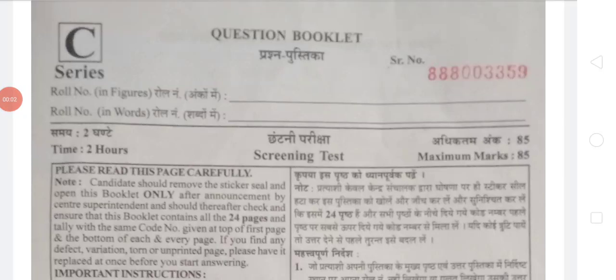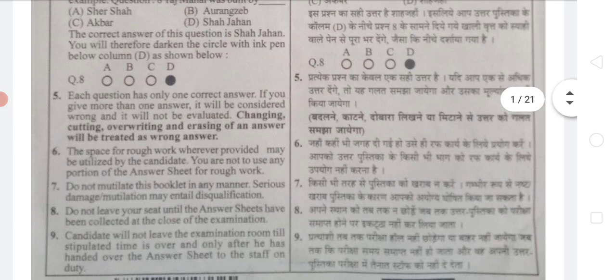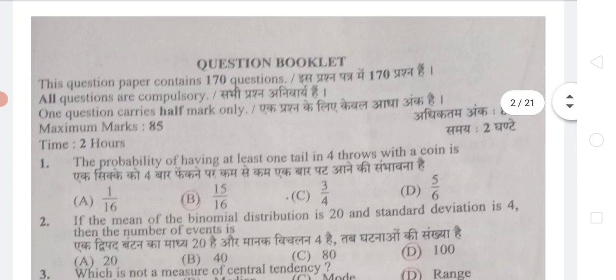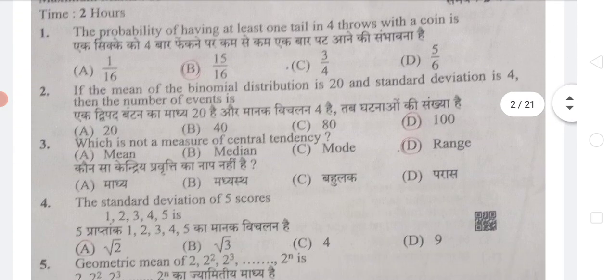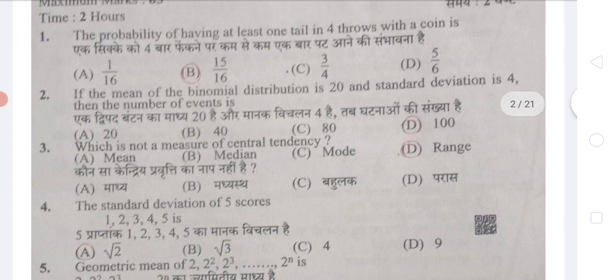गुड मॉर्निंग एवरीवन। आज हम स्टैटिस्टिकल असिस्टेंट 2021 का क्वेश्चन पेपर डिस्कस करेंगे। ये एग्ज़ाम 4 अप्रैल को कंडक्ट किया गया है। क्वेश्चन नंबर 1, the probability of having at least one tail in 4 throws with the coin is B 15/16। मैं जो आंसर आपको बताऊंगी वो अकॉर्डिंग टू ऑफिशियल आंसर की हैं और आंसर मैंने सर्कल से मार्क किए हैं.